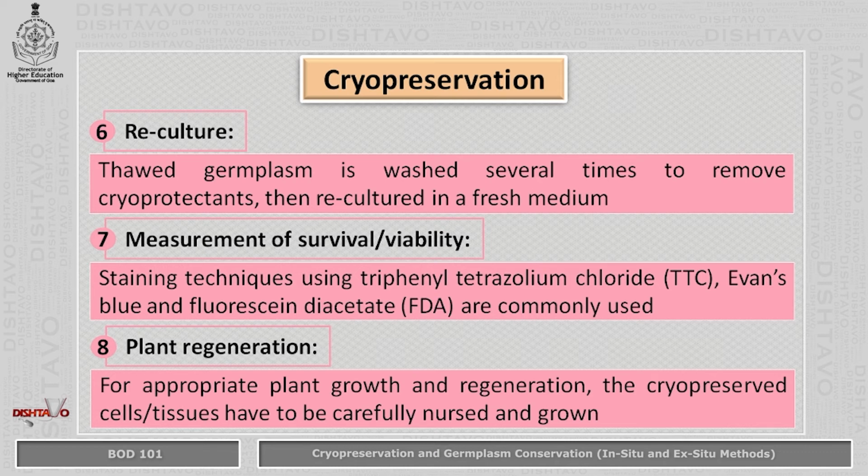Measurement of survival or viability. The survival or viability of the frozen cells can be measured at any stage of cryopreservation or after thawing or reculture. Staining techniques using triphenyl tetrazolium chloride, Evans blue, and fluorescent diacetate are commonly used. Plant regeneration. For appropriate plant growth and regeneration, the cryopreserved cells or tissues have to be carefully nursed and grown. Addition of certain growth-promoting substances besides maintenance of appropriate environmental conditions is often necessary for successful plant regeneration.